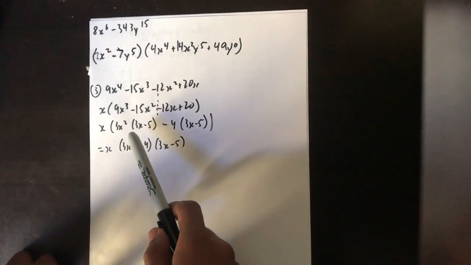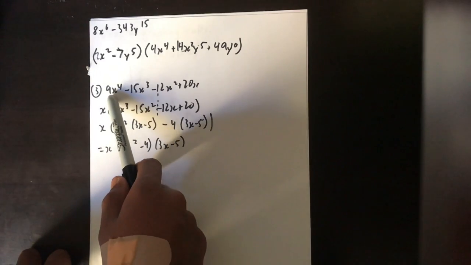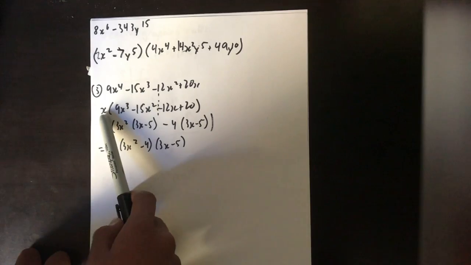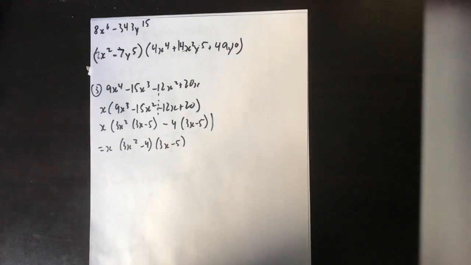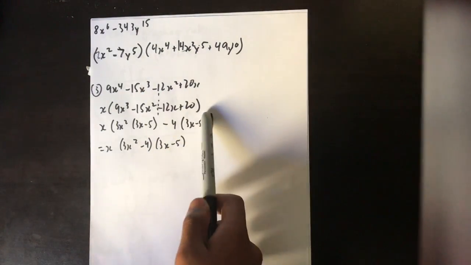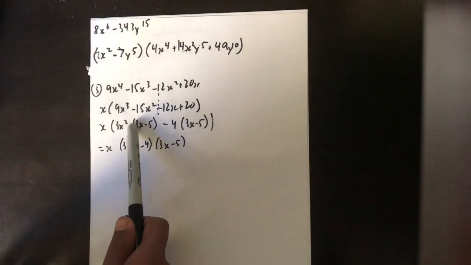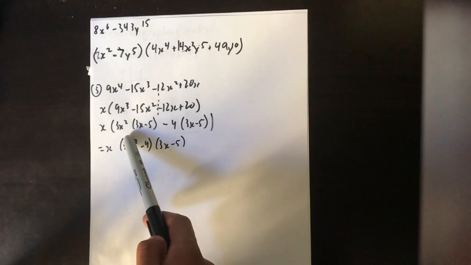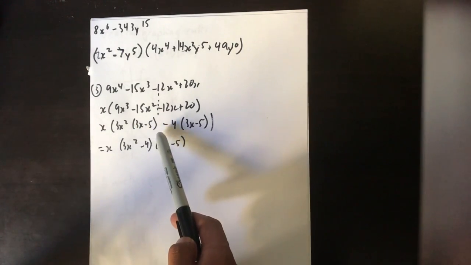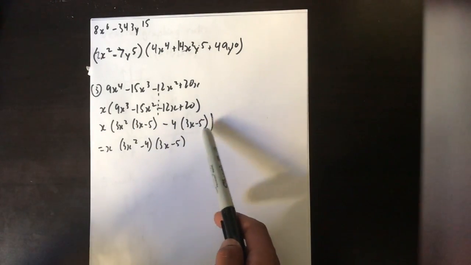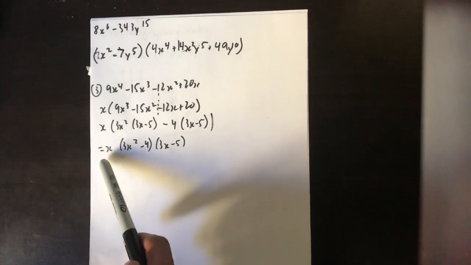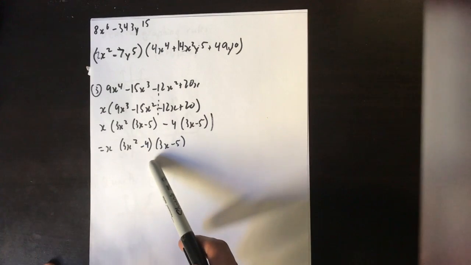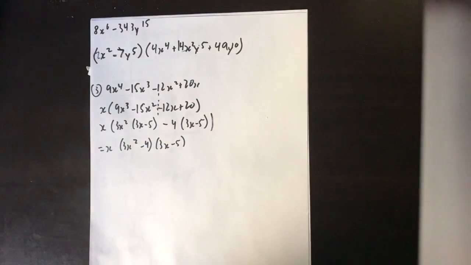For the third example, we are given an expression with all terms having an x value. So after taking an x value out, this is similar to problem number 1. You factor each pair separately to get x times 3x squared times 3x minus 5 minus 4 times 3x minus 5, which results in the final factoring of x times 3x squared minus 4 times 3x minus 5.